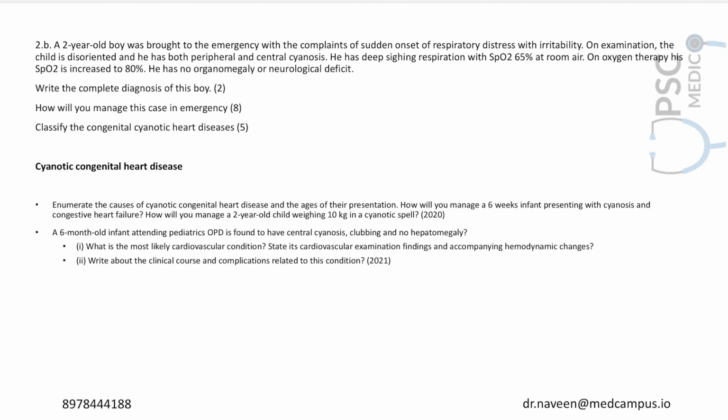Now, question number 2: a 2-year-old boy was brought to emergency with complaints of sudden onset of respiratory distress with irritability. Respiratory distress in a 2-year-old. Okay. On examination, child is disoriented and cyanosis is there. It's simple. Okay. Cyanotic congenital heart disease.